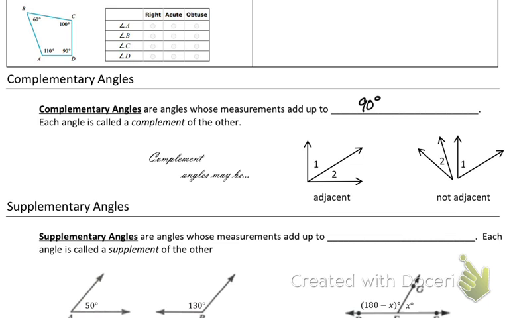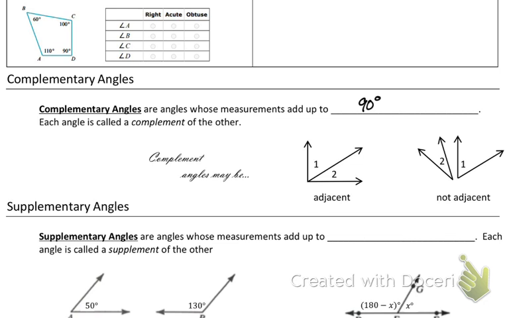That's it. I just need two angles that add up to 90 degrees. Listen to that rule: I just need two angles that add up to 90 degrees. So, complements or complementary angles can either be adjacent, which means they're pasted together, or they can be way away from each other.